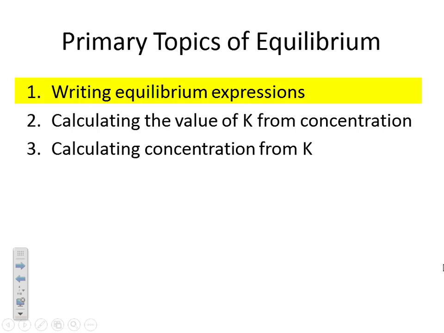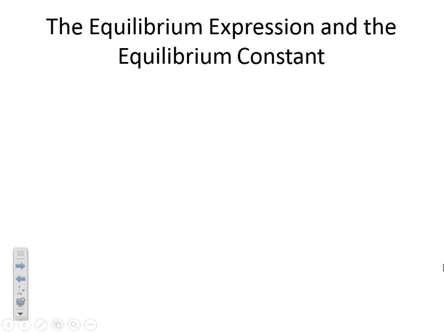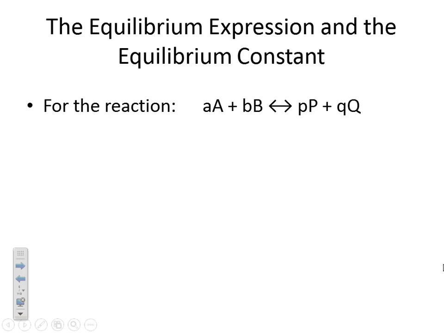Primary topics of equilibrium. As we went over in class, there's definitely an outline to this particular unit. So this video is on writing equilibrium expressions. That is the first of our primary topics, and along with that we'll be talking about what K means. The equilibrium expression and the equilibrium constant. So the way that we write this thing called the equilibrium constant, which is sometimes referred to as the law of mass action, so you saw that language in the POGL.